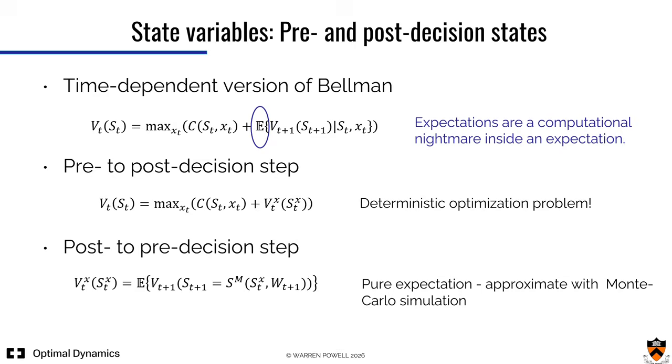This is a deterministic function of x. That means the max over x is now solving a deterministic optimization problem. This is a very big deal if x is a vector. I mean, it's huge. It's life-changing. But even if x is a scalar, it's still a lot simpler because I can do my x without having to deal with the uncertainty. Now, going from post to pre, I just have to do or approximate an expectation. I'm usually using a Monte Carlo simulation to do that, but no decision making in there.